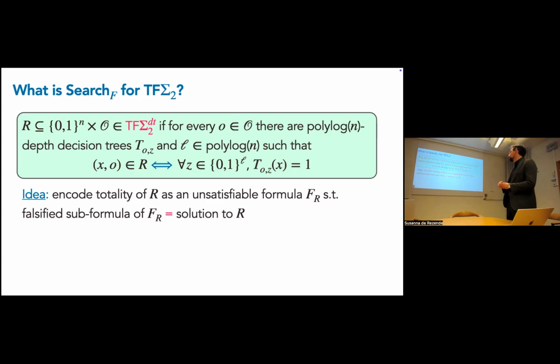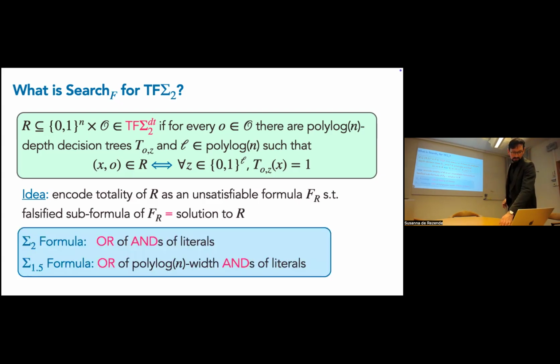Okay. So what we want to do is encode the totality of this TF sigma 2 problem as an unsatisfiable formula, such that falsified subformulas give you solutions to the total search problem. This is again just mapping to what we did for the false clause search problem. And some definitions: a sigma 2 formula is just going to be an OR of ANDs. A sigma 1.5 formula is an OR of polylog with ANDs.